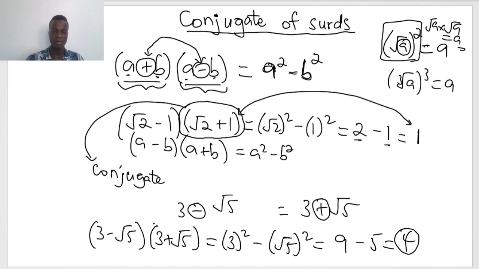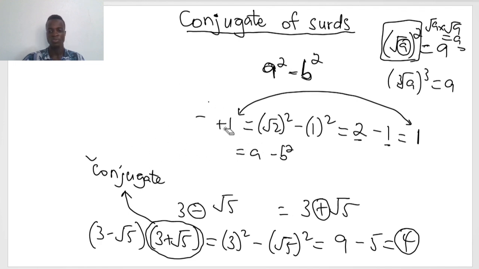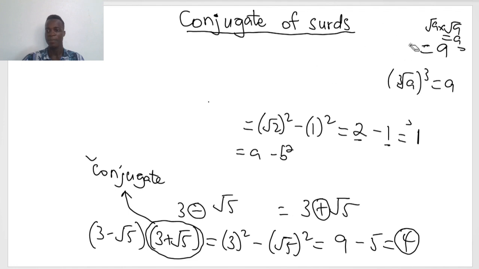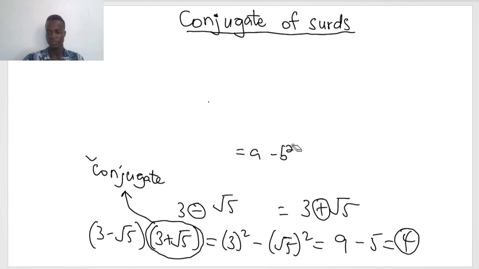So the partner bracket that we bring in order to multiply our first bracket, in order to have a whole number at the end of the day, that's what we call the conjugate of a set. Let's solve a few examples to solidify this concept. That's our conjugate of sets, right? We are just trying to bring that partner that we use to multiply the particular set so that we can have a whole number without a set inside the result at the end of the day. That's what we do. Let's see what we have here.